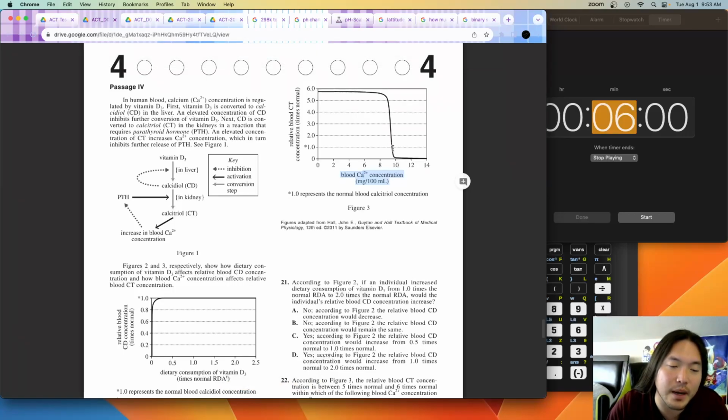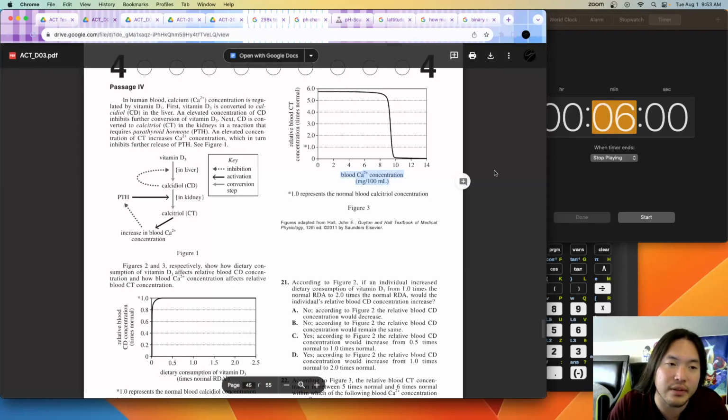If the body hits the correct amount, it immediately turns off the system. If it's anywhere below the normal amount, it's firing on all cylinders: we need to make more Ca2+. We need more calcium. We need more calcium. And then as soon as it hits the correct amount of calcium, the whole system shuts off immediately. It's really nice.